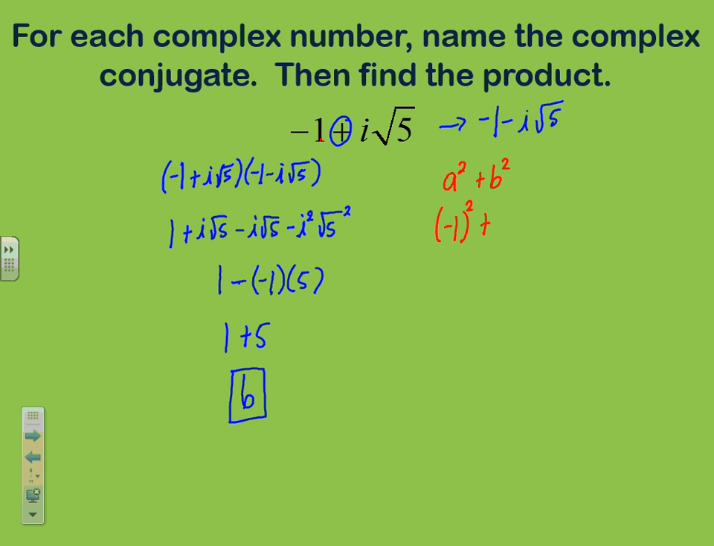and then look at the b term, the b is not the I, it's the actual real number, the square root of 5. So I'm going to say the square root of 5 squared. Well, negative 1 squared is 1. Square root of 5 squared is just 5. And that gets us to 6 with a little bit less work and possibly less issues with confusing signs at some point.